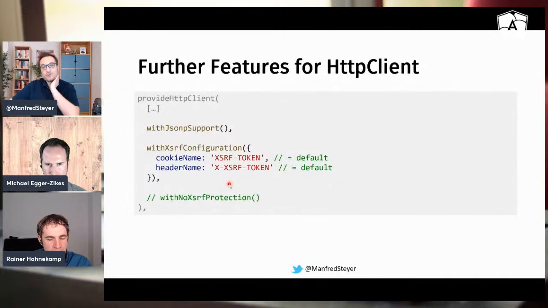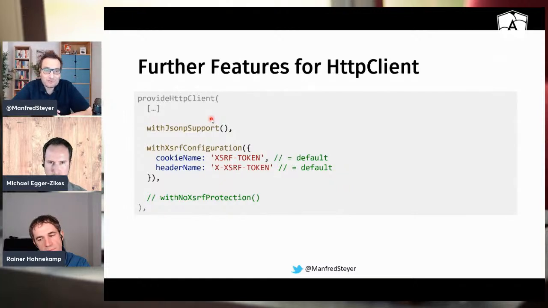There are some additional features. If you need JSON-P, I cannot remember when I used JSON-P the last time, then you can add the support for this by passing in this function. Otherwise, it's tree shaking away. And I think most of the times it will be tree shaking away.